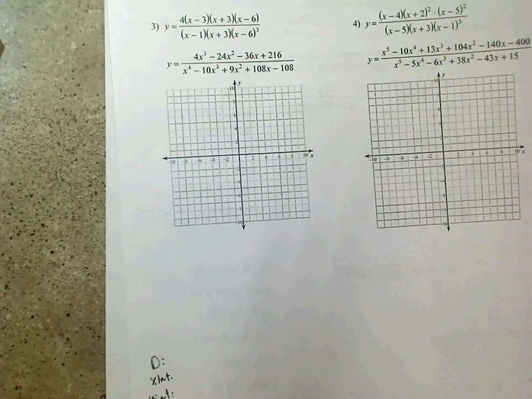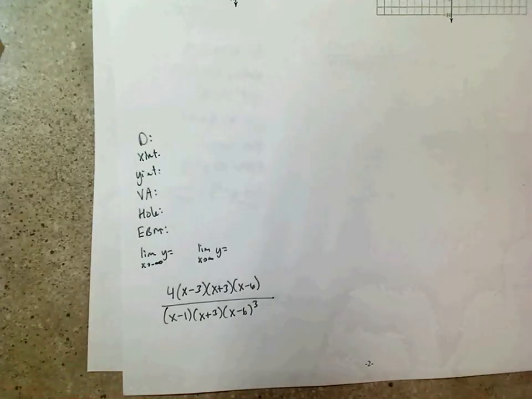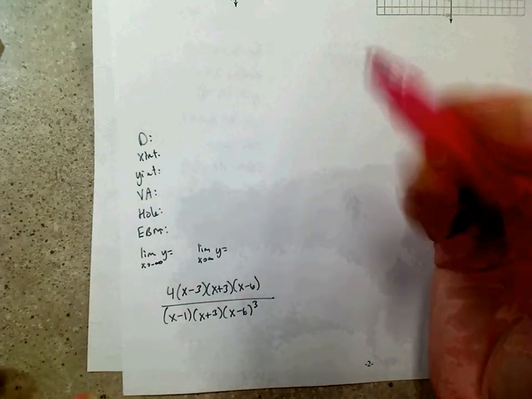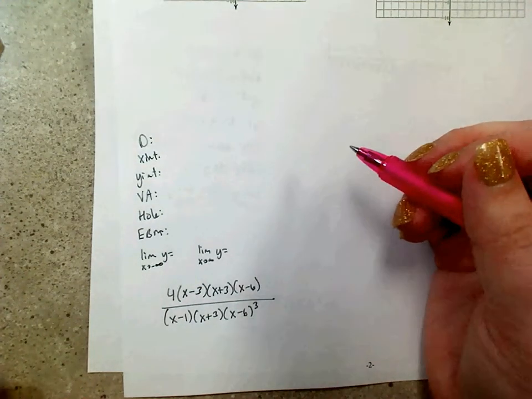X plus 3, x minus 6. Okay. So without even talking about the graph for a second, let's just talk about this function. I'll come back to that. Domain. Domain is everywhere except where the denominator is 0.